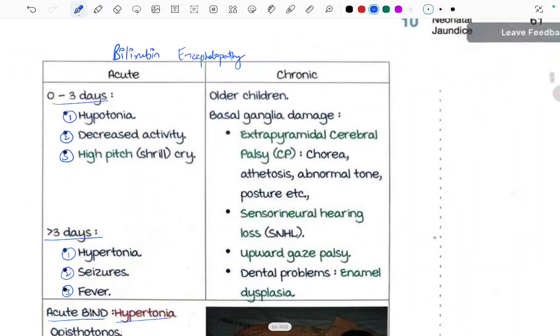Now, the chronic one happens in older children, in which there is basal ganglia damage. Due to that, there is extrapyramidal cerebral palsy causing chorea, athetosis, abnormal tone, and posture. There is sensorineural hearing loss, upward gaze palsy, and dental problems causing enamel dysplasia.